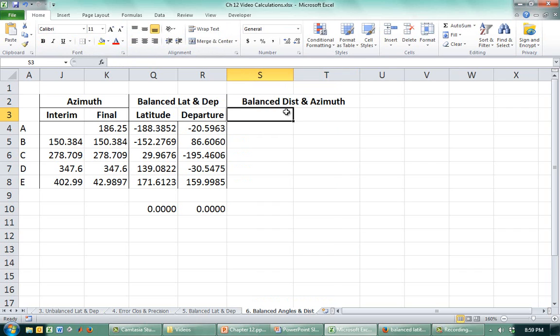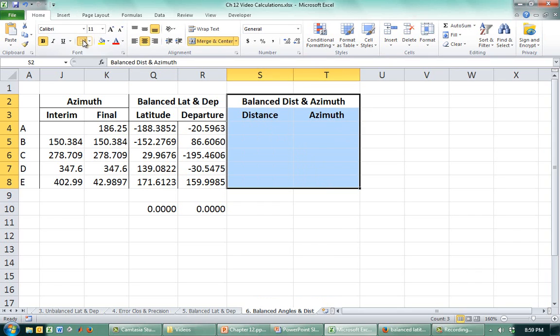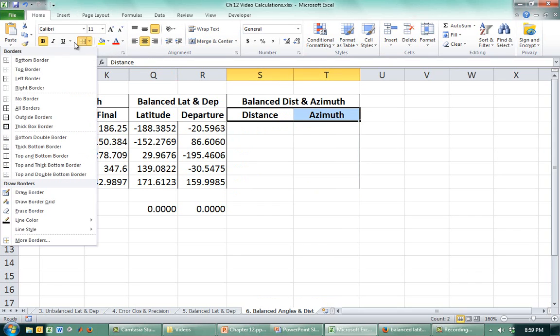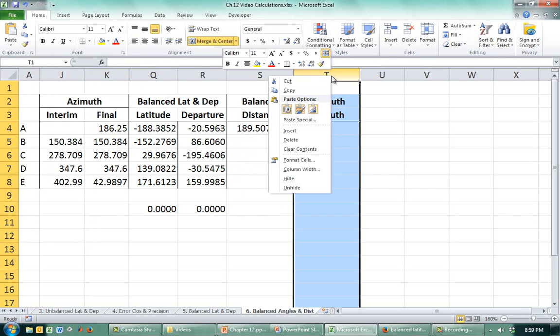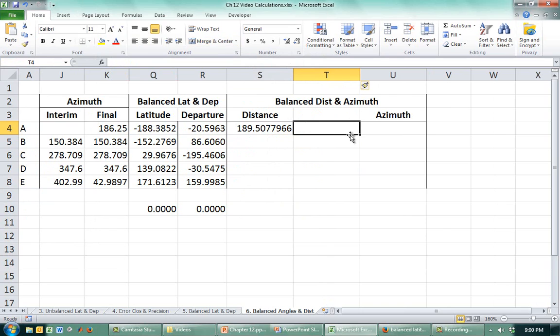Distance, azimuth, and I'm going to play with borders because it makes me feel like I have control over my world. Okay, the distance is the square root of the sum of the squares. That squared plus that squared. Beautiful. It's actually going to take me an extra thingy to do the azimuth, and I'll show you why.